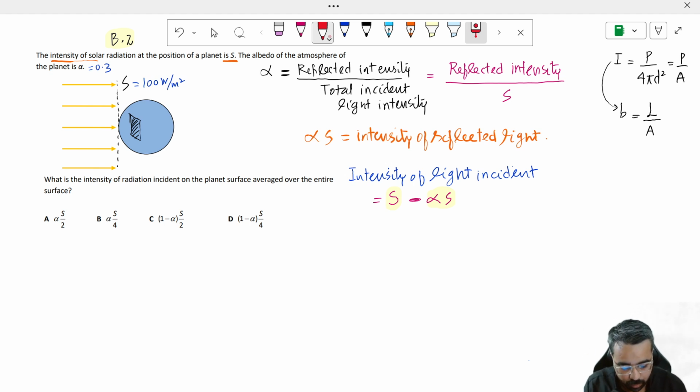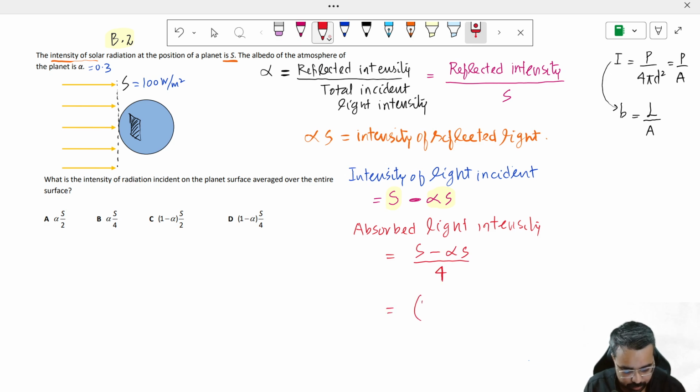And now, on average, how much is the absorbed light? I told you 1/4. So the absorbed light intensity will be equal to S minus alpha S, divided by 4, which in other words we can say is (1 minus alpha) S over 4. That's why the right answer is option D.